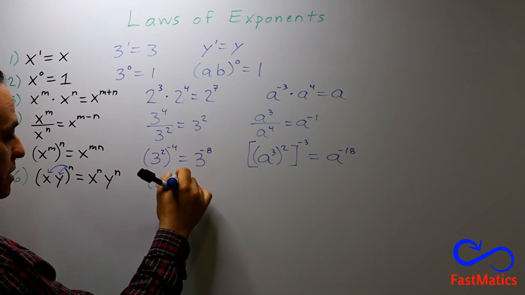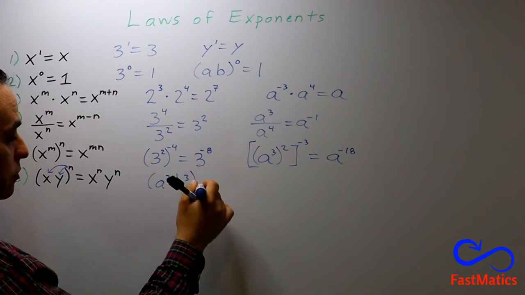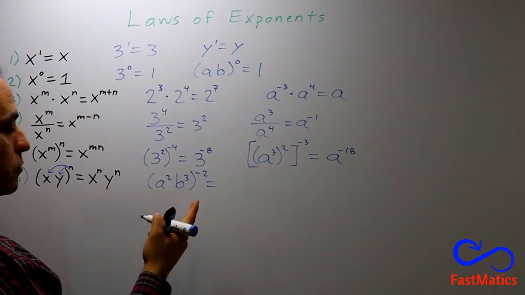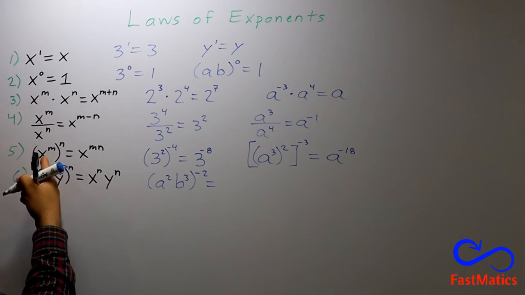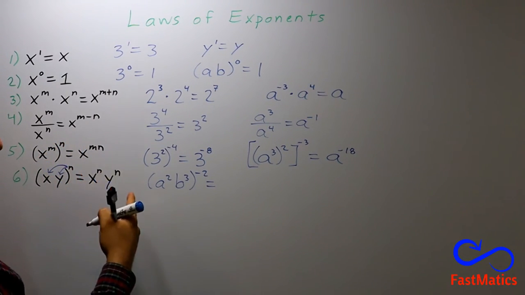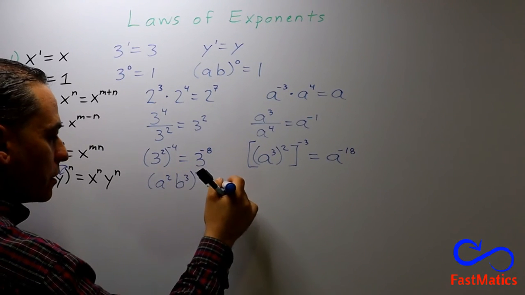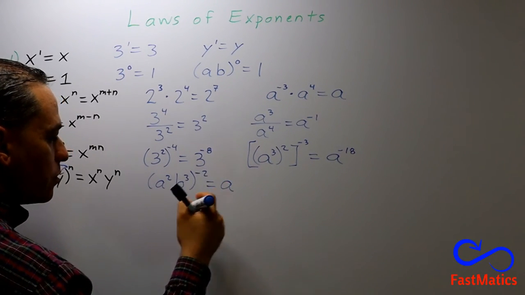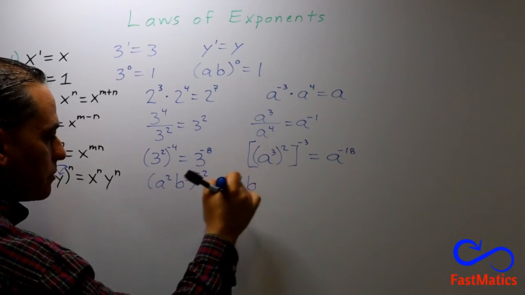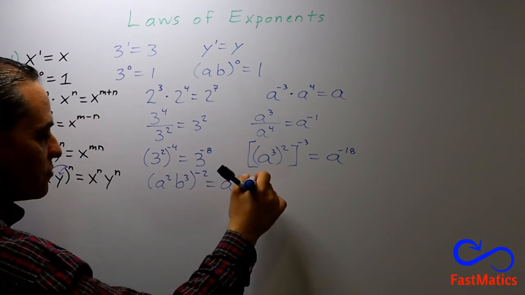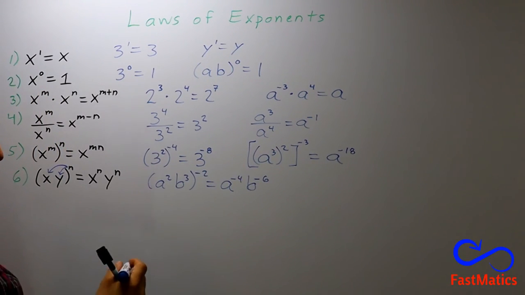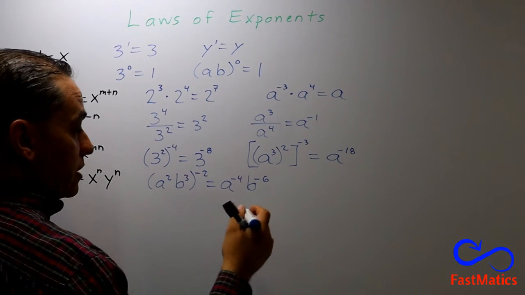a squared times b cubed to the power of negative 2 equals, remember the last property, when you have one exponent raised to another exponent, you multiply those exponents. So you are going to write a to the power of 2 times negative 2, negative 4. After that, b raised to the power of 3 times negative 2, negative 6. And that's it.